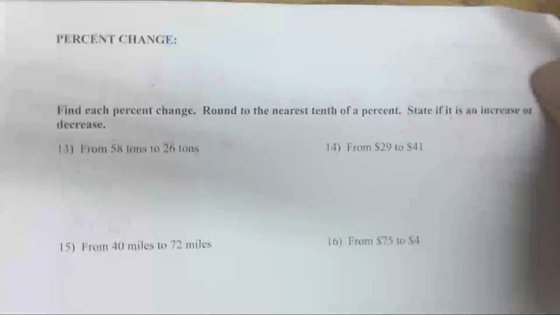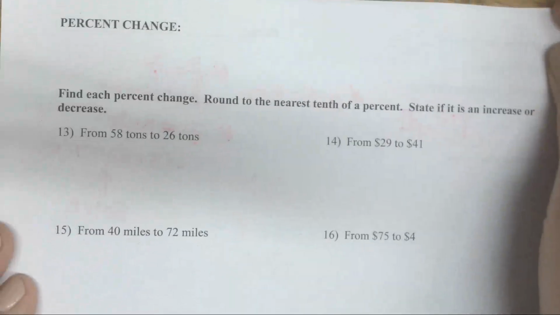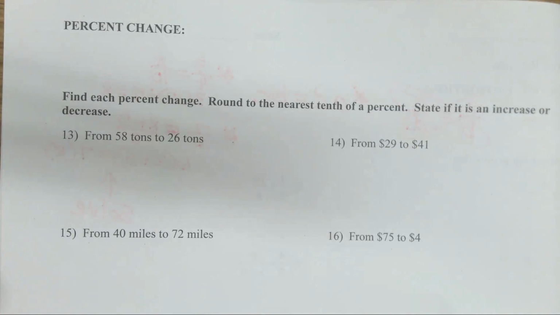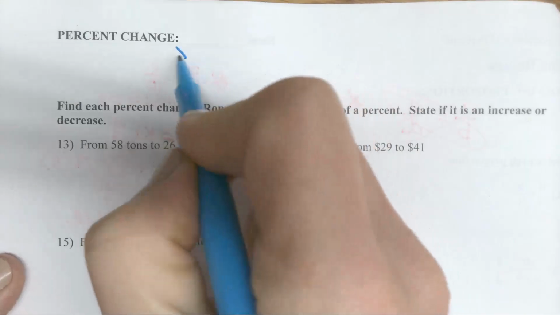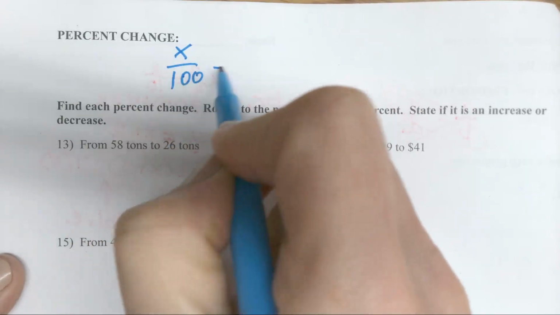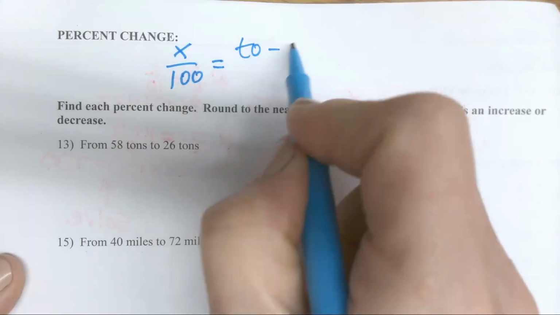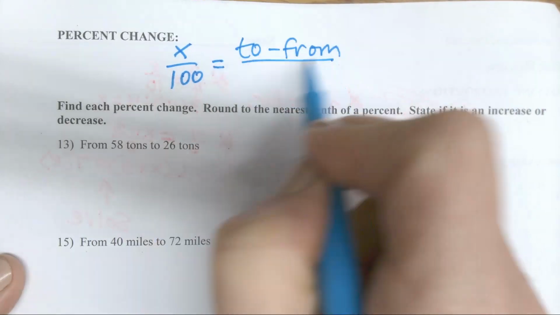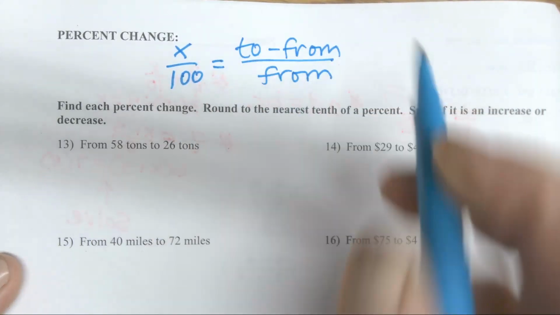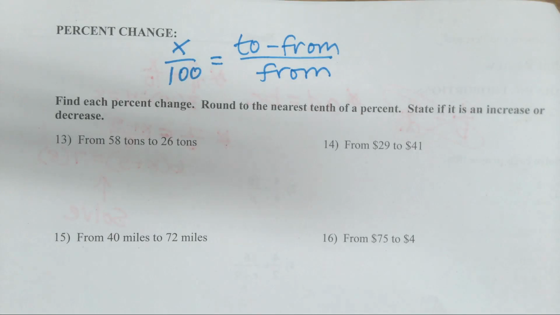So for formulas, percent change. Percent change is x over 100 equals 2 minus from over from. And again, it's another proportion. All of these are the same in terms of solving a proportion. All of those first ones.